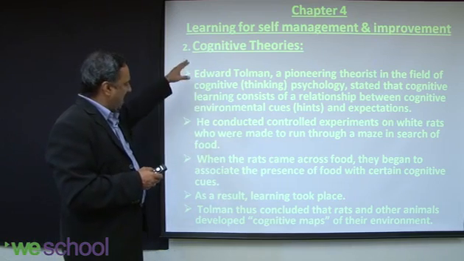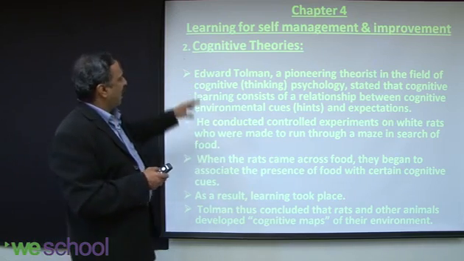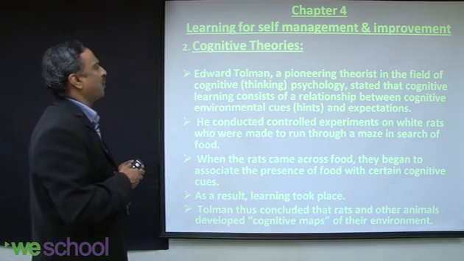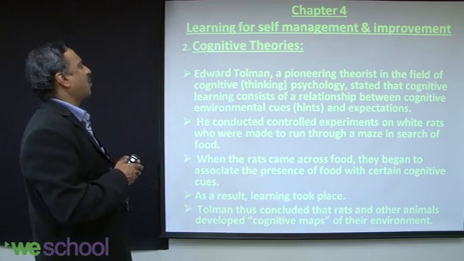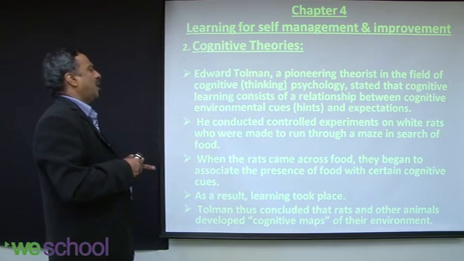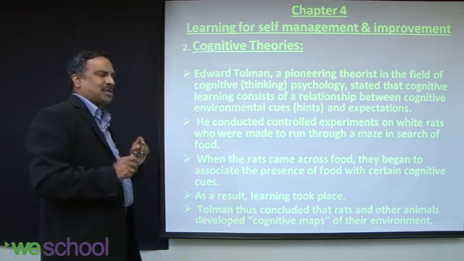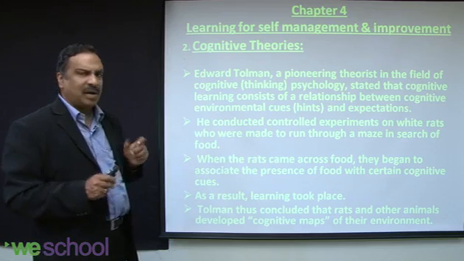Edward Tolman, first I'll read this, then I'll explain the theory to you. Edward Tolman, a pioneering theorist in the field of cognitive psychology, stated that cognitive learning consists of a relationship between cognitive environmental cues and expectations. Okay, now let me explain.